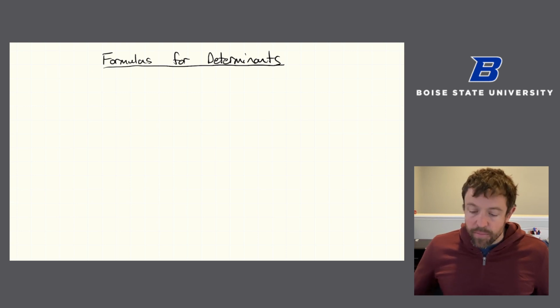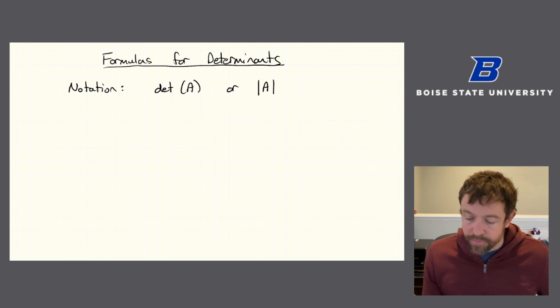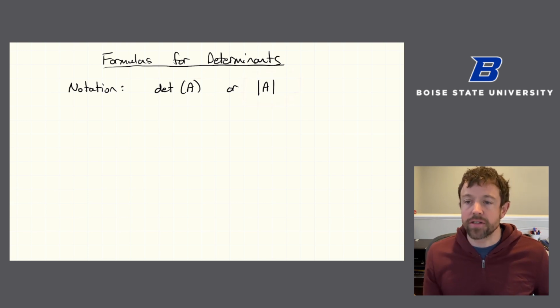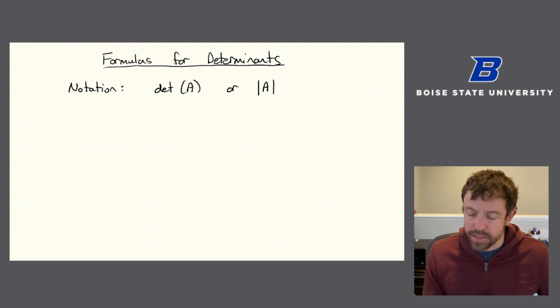All right, so before we dive into the video, I wanted to introduce some notation. If we're talking about the determinant of a matrix, there's two main ways to write it. We either just do det, parentheses, the matrix, or we could put vertical bars on either side of the matrix. And I'll show you how that looks when we actually write out matrices.